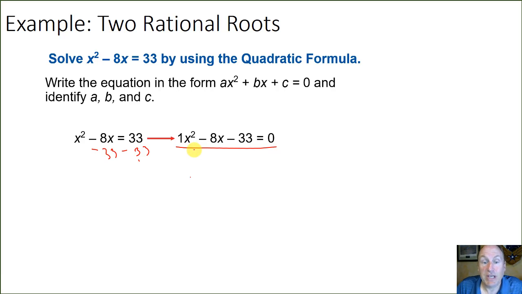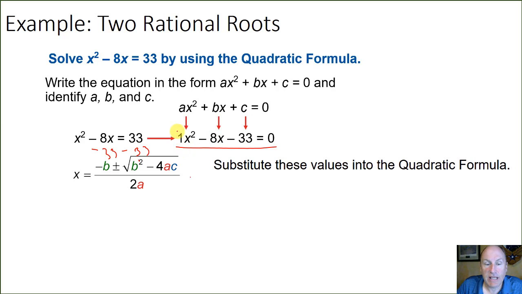So the next thing we're going to do is identify the a, b, and c. Well, the a is the coefficient on the x squared term, that's 1. The b is negative 8, the coefficient on the x term, and the c is negative 33. Got to identify those next. So then we're going to take that a equals 1, b equals negative 8, and c equals negative 33 and substitute them into the quadratic formula. You really need to commit this to memory if you're going to use the quadratic formula to solve quadratic equations.